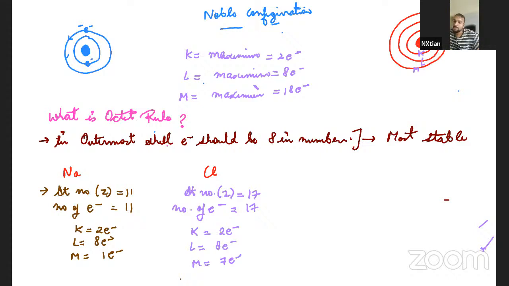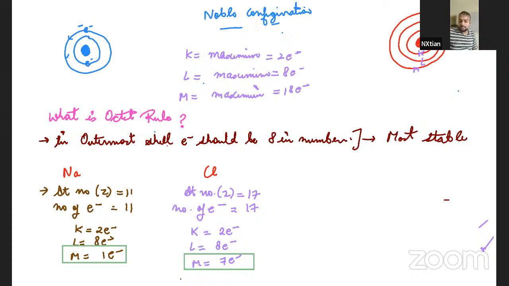Okay. Now I will ask a question. Are they in octet rule? Are they more stable? No. Why are they not more stable? Because they do not have 8 electrons in their outermost shell. Yes. So in Na, the outermost shell is this one. The outermost shell in Na is this one, and in chlorine is this one. So it doesn't have 8 electrons.